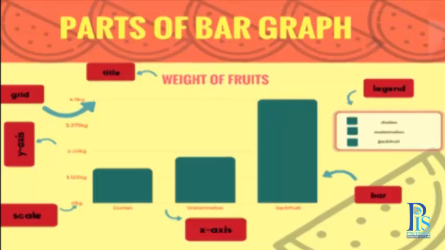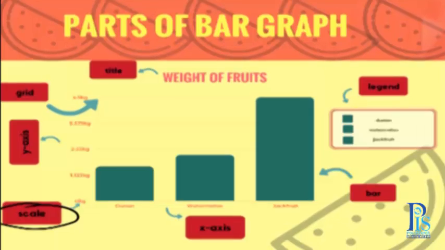Next, the bars. The bars accurately show the data collected. The taller or longer the bar, the more value it has. Next is the scale. The scale tells the amount of data and starts with 0. Next, the background is called the grid. It helps you to read the units. And last but not least is the legend. The legend works as the key of the categories.